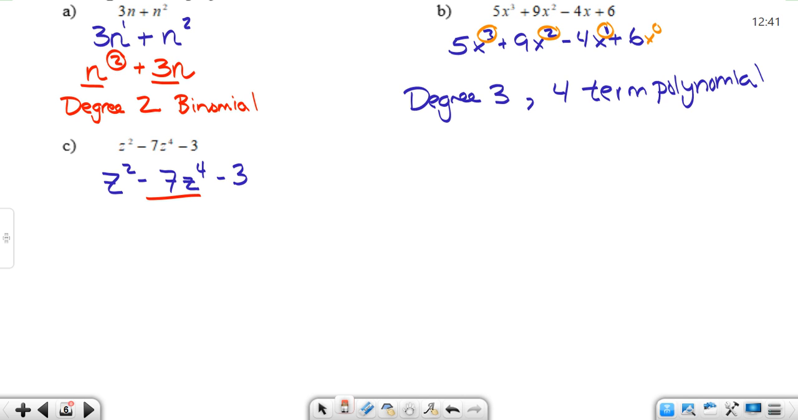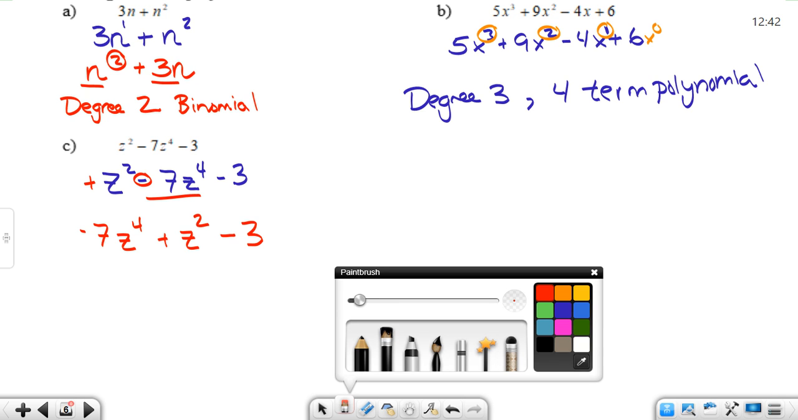Now, guys, I need to move that negative 7z to the 4th to the front. Now, be careful, because remember, that negative is going to follow that term. So I'm going to start with negative 7z to the fourth. Then I know that degree 2 is going to be my second highest power, and that's a positive z squared. So plus z squared, and then all I have left is my constant, minus 3. And now I'm in standard form. Negative 7z to the fourth plus z squared minus 3.